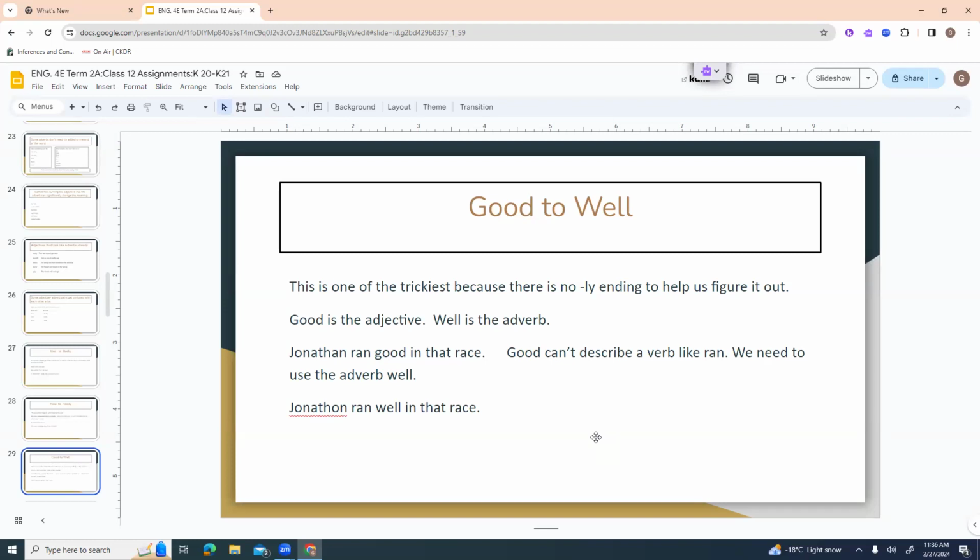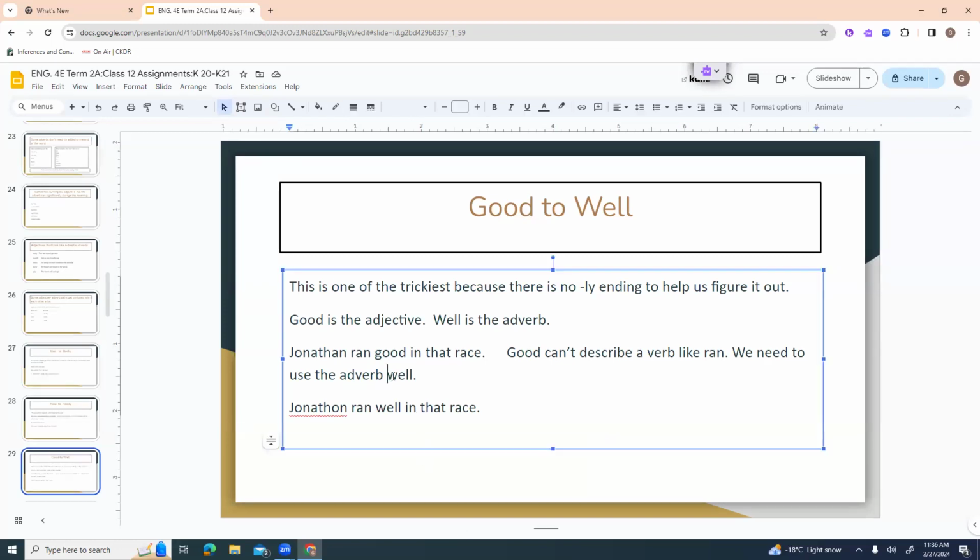It can only describe a noun, a person, a place, a thing. So we need to use the adverb well instead. So I'm just going to underline those so it's a little more obvious. Ran good versus well. The thing is to remember how yesterday we talked about the difference between speech and writing.